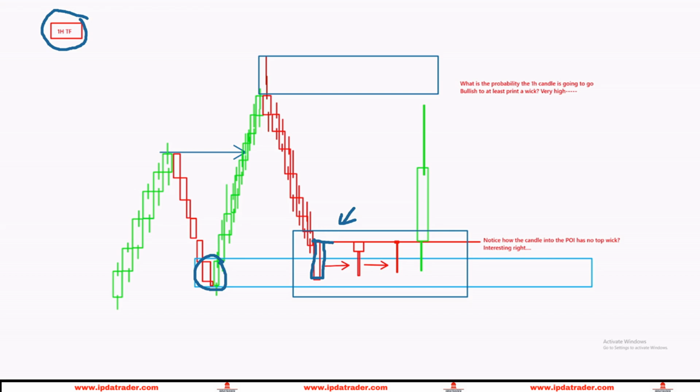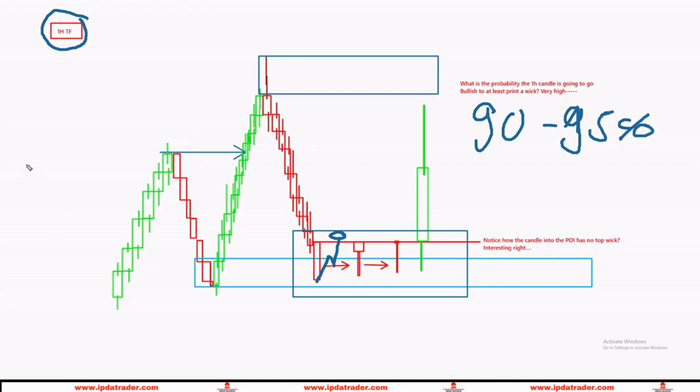Well, you should anticipate that at least this POI should give you a reaction towards creating a top wick at least, because we know, once again, statistically speaking, more often than not, candles will have a bottom and top wick. So if this 1 hour, and once again, I'm just using the 1 hour as an example, but do not confuse yourself with time frames. They all apply to each and every single one of them. Okay, so if you have the scenario where there is a bearish candle with no top wick going into your POI, then you should anticipate that this POI should be responsible for at least a wick.